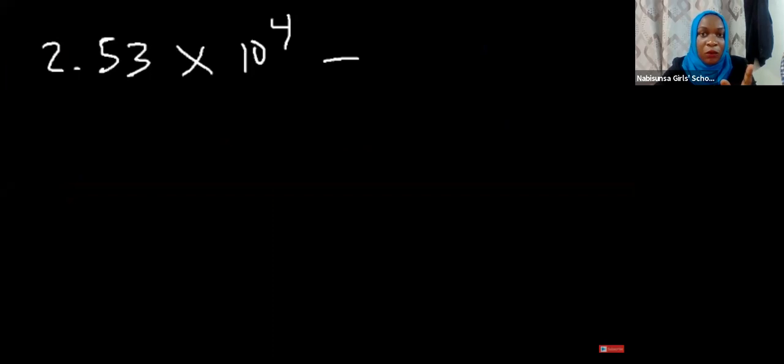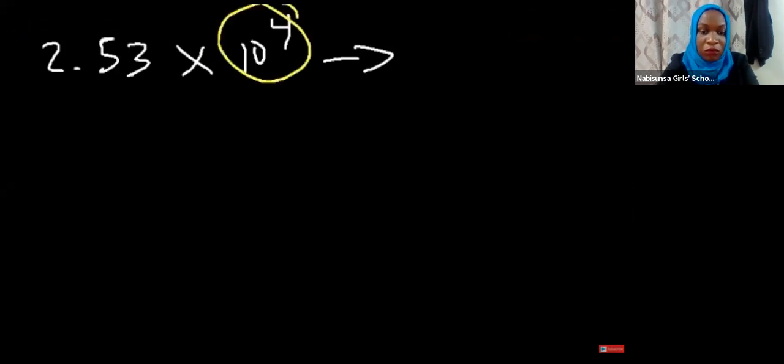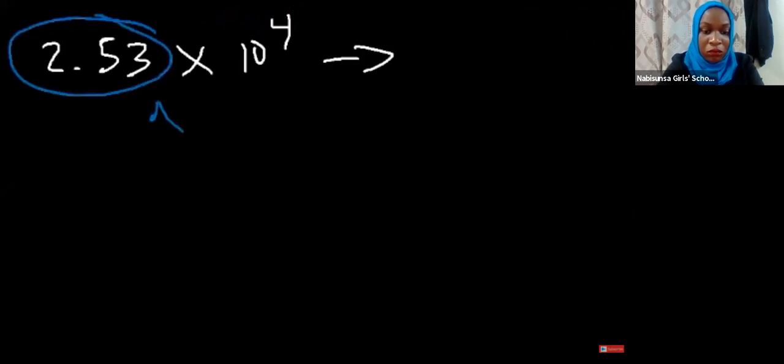Now what about numbers in scientific notation? So let's say if you have 2.53 times 10 to the 4, how many significant figures are in this number? So for a number expressed in scientific notation, you could ignore this part, the multiplier. So simply count the number of sig figs that you see here. In this case, it's 3.